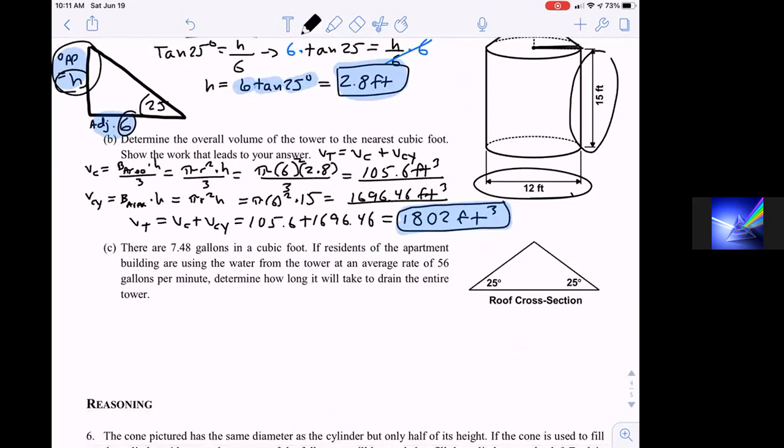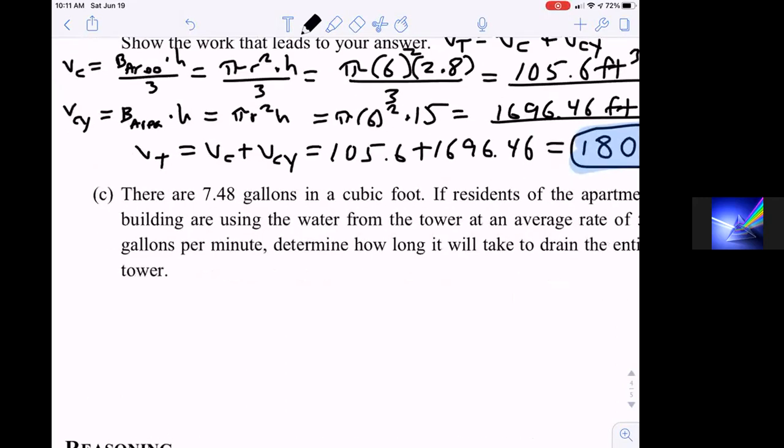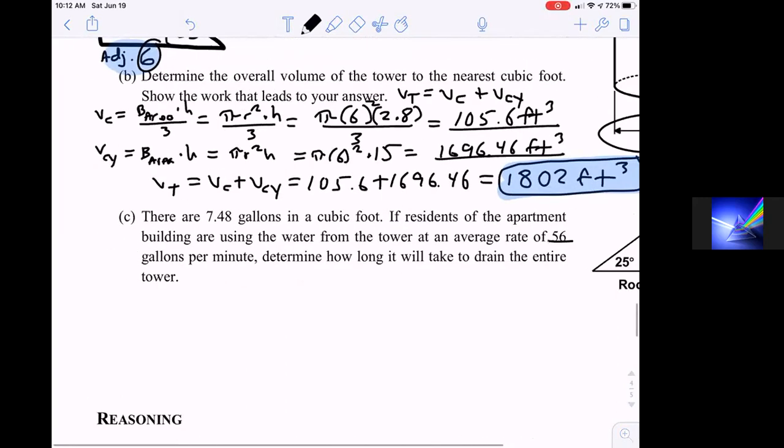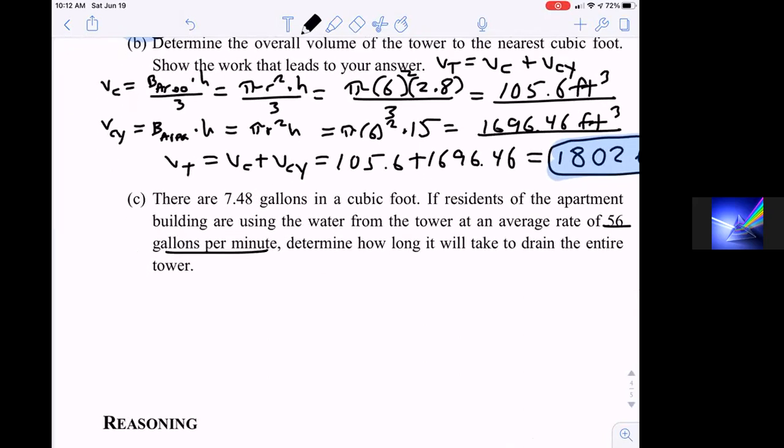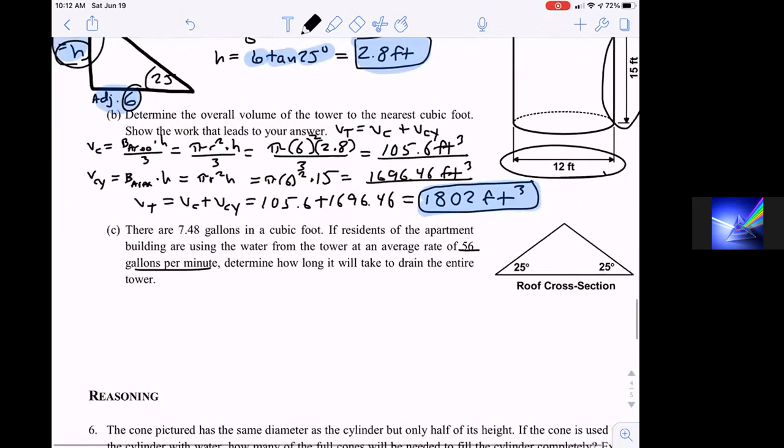In part C, it says there are 7.48 gallons in a cubic foot. If residents of the apartment are using the water from the tower at a rate of 56 gallons per minute, how long will it take to drain the entire tower? Okay. We're looking for time. So first I'm going to take our volume and I'm going to convert it to gallons. That's going to be the first thing.